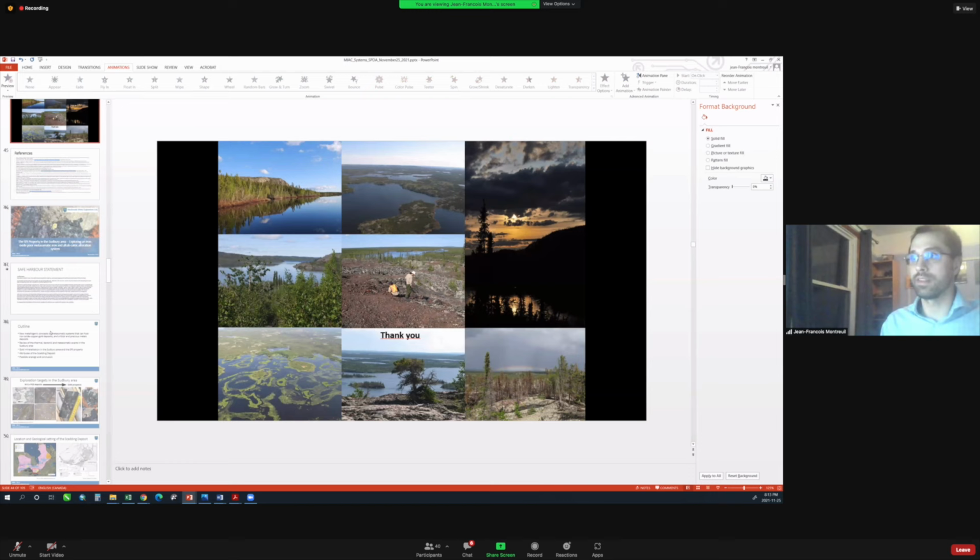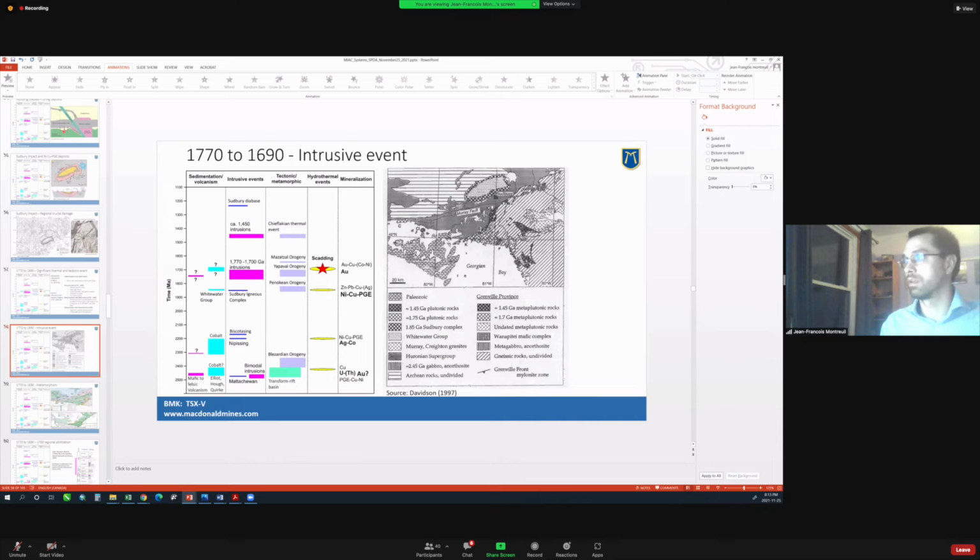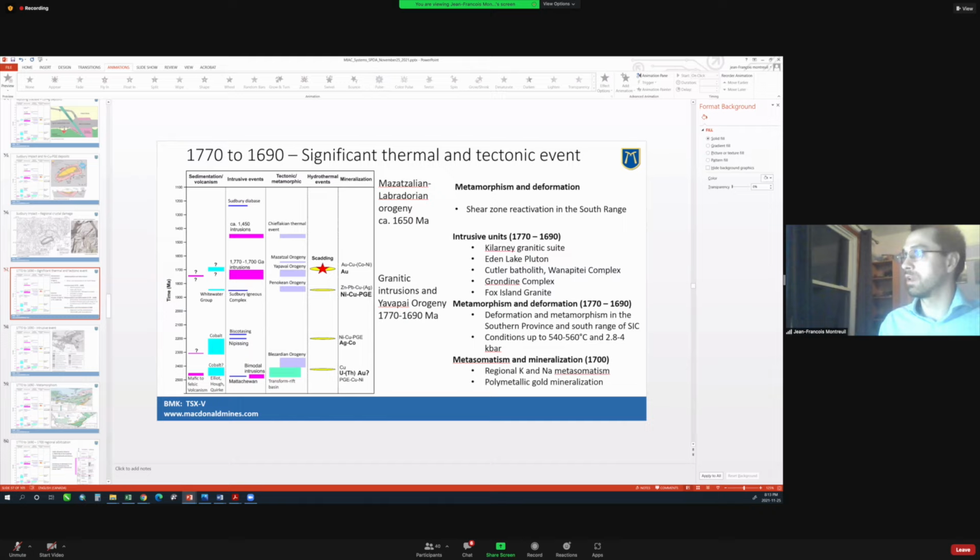I guess we can take this. Can you see the screen? Yeah. So in the southern province, we have a significant thermal event, the granitic intrusion, and then the Yapavai orogeny. And with the granitic intrusion, we have the Killarney granitic suites, which is dated approximately the same age as the sodic alteration inside the southern province. And then we have a full suite of other intrusions that are present in the southern province that can also be contributory to heat and fluids in that geological province.